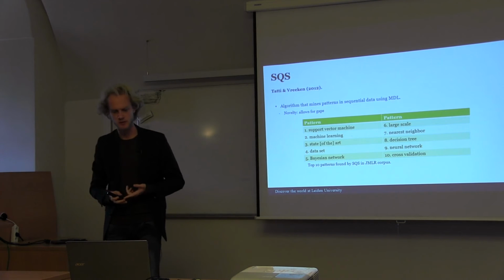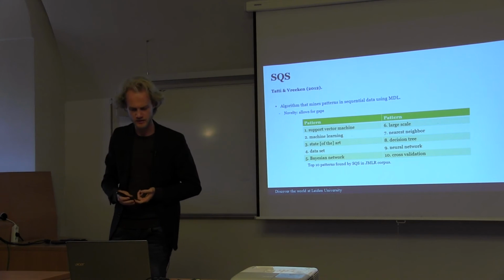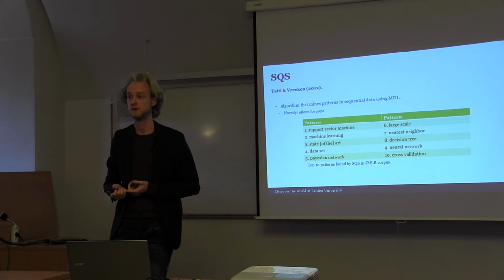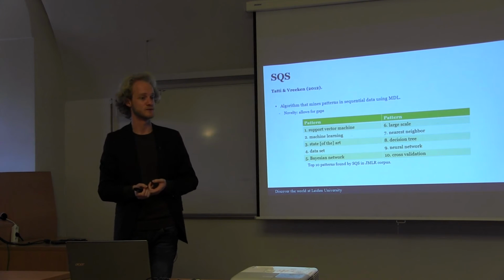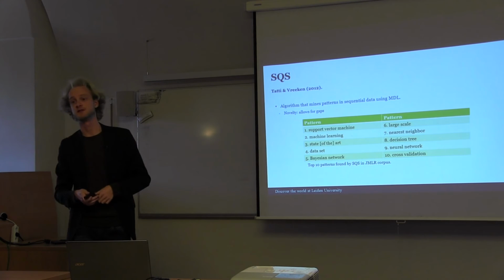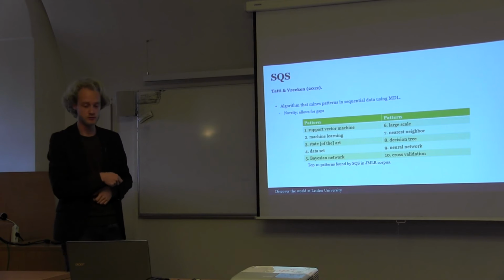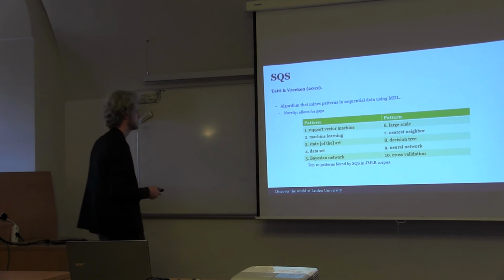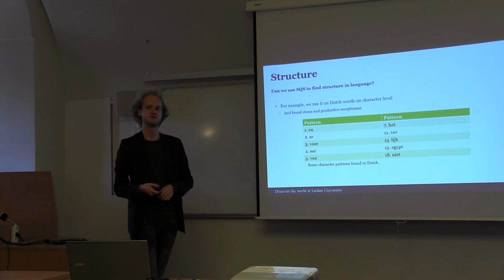Dataset, Bayesian network, large scale, nearest neighbor, a decision tree, neural network, cross-validation. And we have a very, very clear understanding of what this corpus is about, namely machine learning. And this is true because JMLR is the Journal of Machine Learning Research. So it really worked. It's very cool, I think. And what we thought is, can we then actually use Squeeze to detect structure in language?